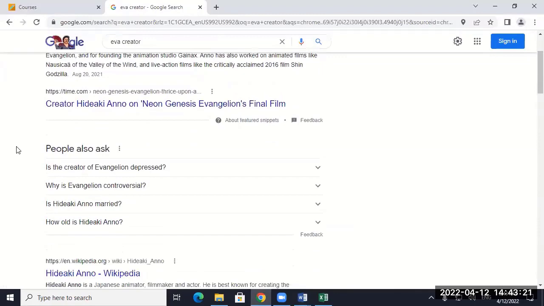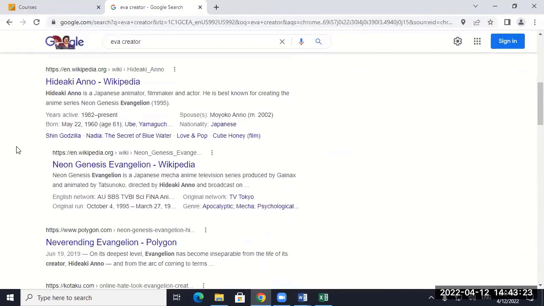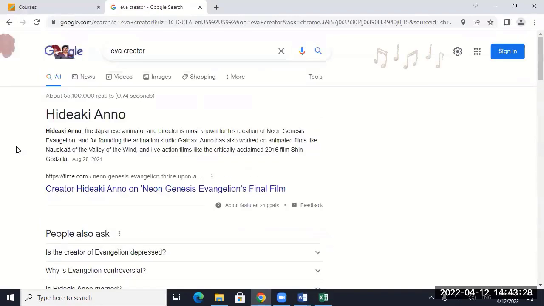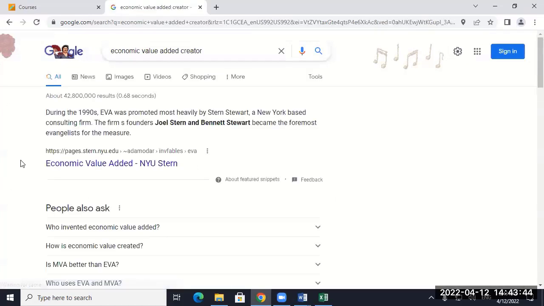Oh man, that's not a name I was expecting. Let me type economic. It's really hard to switch those 2 letters, especially when they're both in the same. There we go. Stern Stewart. I was trying to think of his name.